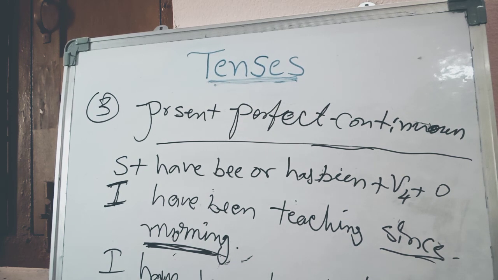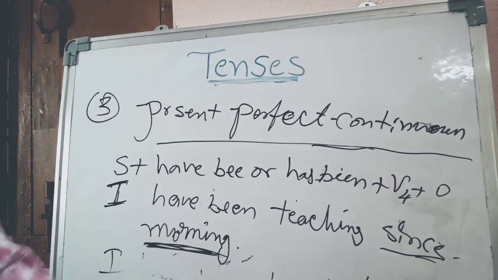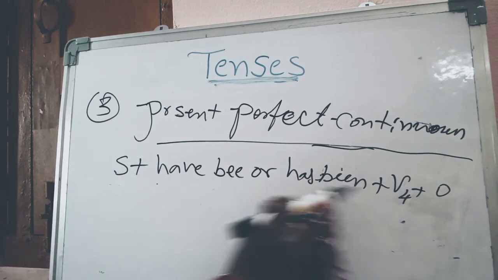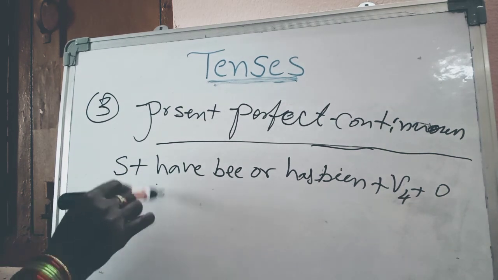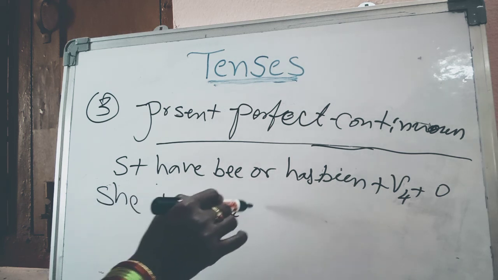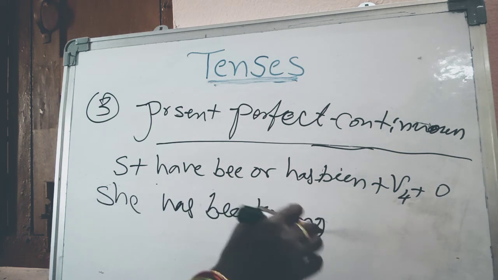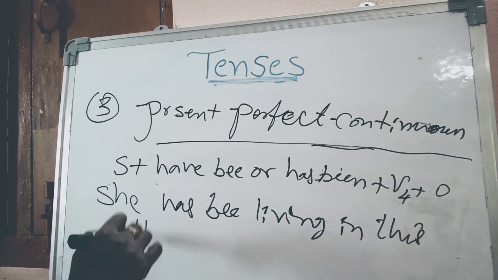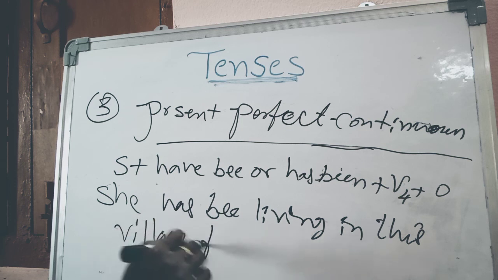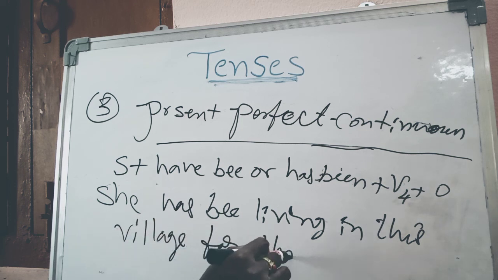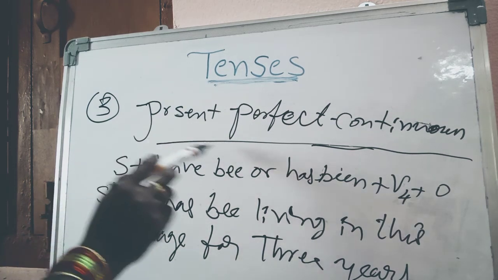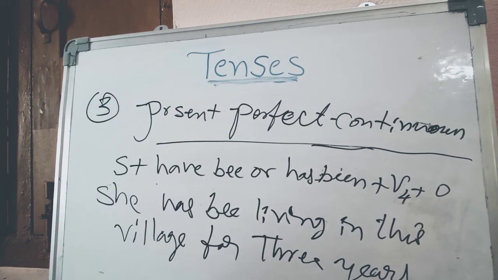I have been living in this village, or she has been. When we use he or she, we have to use has. She has been living in this village for 3 years. These are examples of present perfect continuous. I think you understood this.